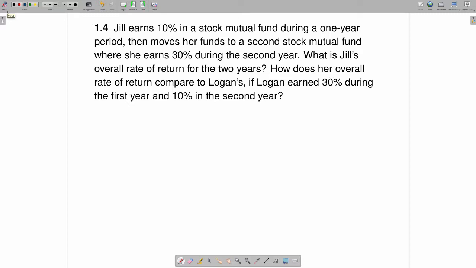Jill earns 10% in a stock mutual fund during a one-year period, then moves her funds to a second stock mutual fund where she earns 30% during the second year. What is Jill's overall rate of return for the 2 years? How does her overall rate of return compare with Logan's if Logan earned 30% during the first year and 10% in the second year?